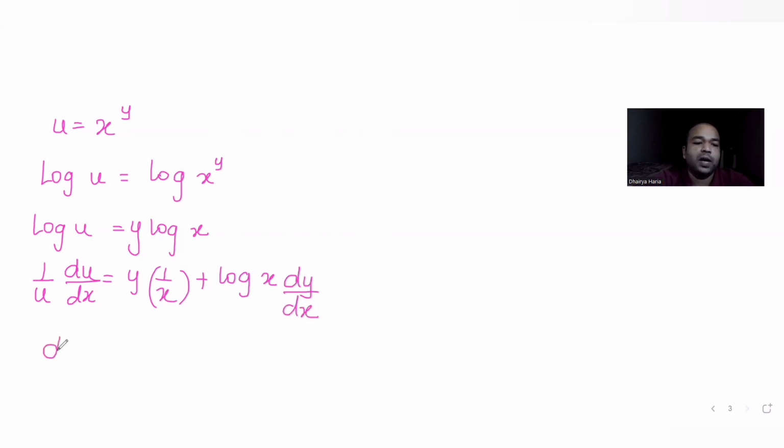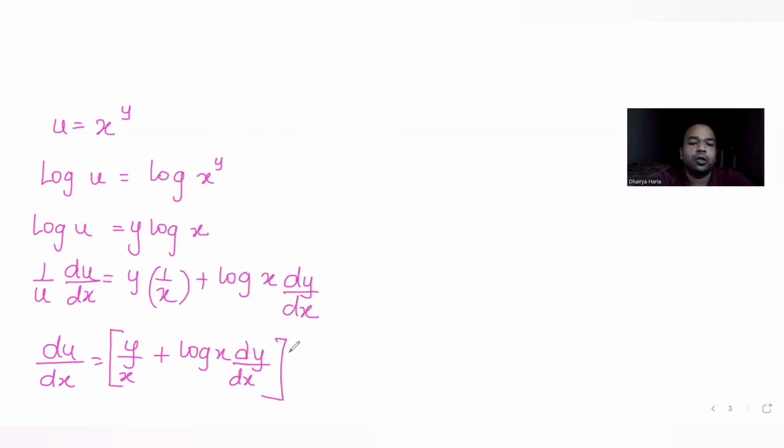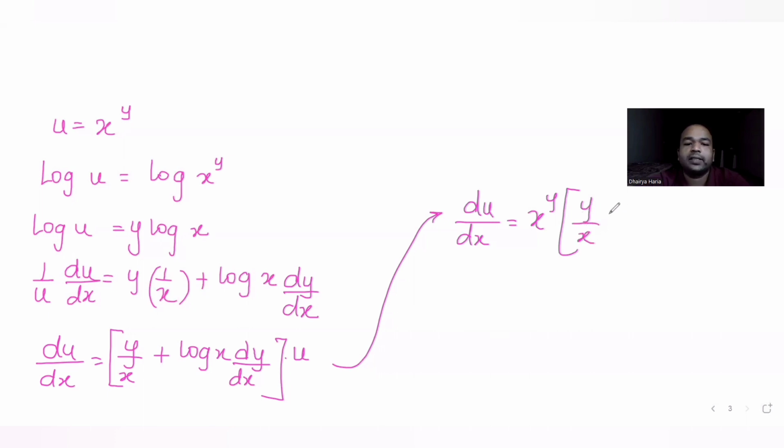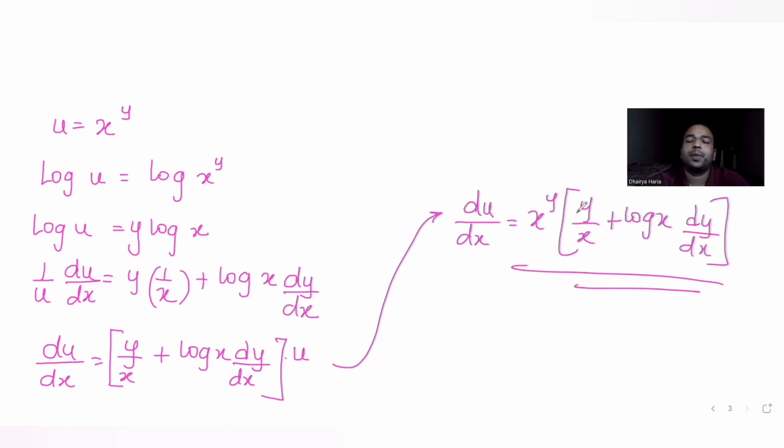So you have du by dx as y by x plus log x dy by dx, multiplied with u taking on the other side, and u we already know is x raised to y. So you get du by dx equal to x raised to y multiplied with y by x plus log x dy by dx. So you get du by dx replaced like this.